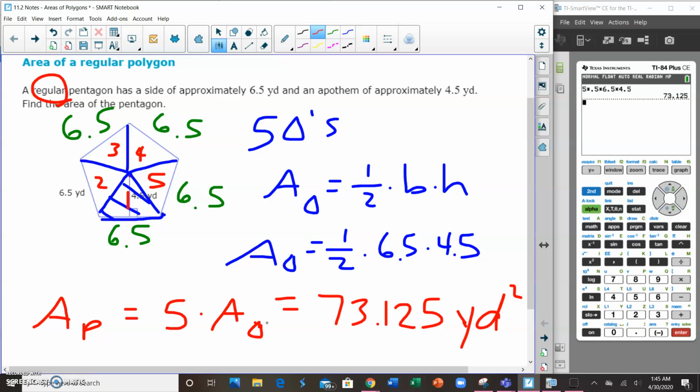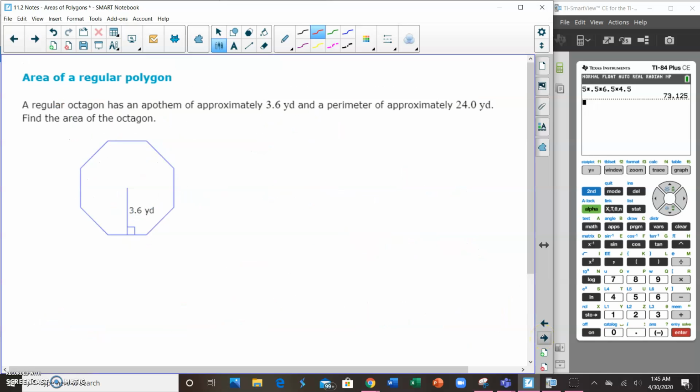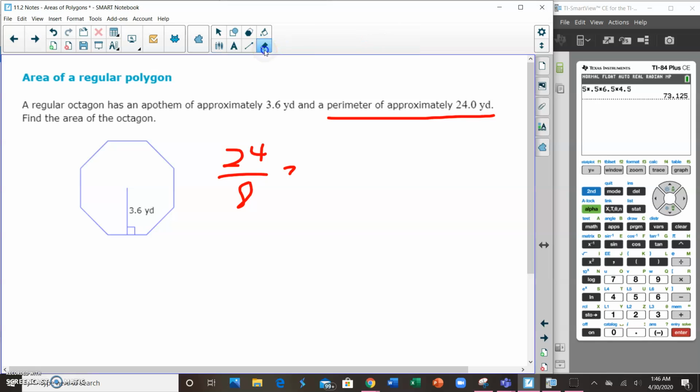Okay, for the next problem, same thing, except instead of giving us the side of the pentagon, they just tell us what the perimeter of the entire pentagon is. So if we know the perimeter of the entire pentagon, we can still find the area of the polygon. We know it's an octagon, that's 8. So if I take 24 and I divide it by 8, I know that each side is 3.